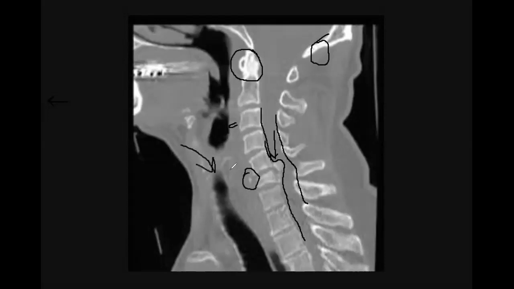Something else that's of interest is right here. This is most likely the windpipe right here. And then this would probably be your voice box. That's why you can't see through it. And then this is the upper part. There's your tongue. So let's continue on and take a look at another fracture.